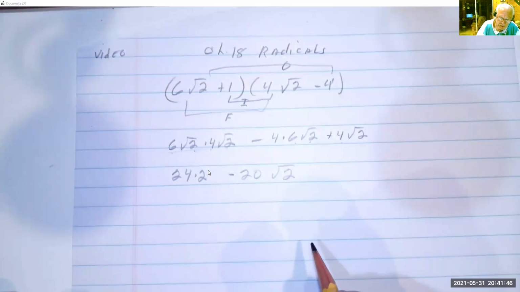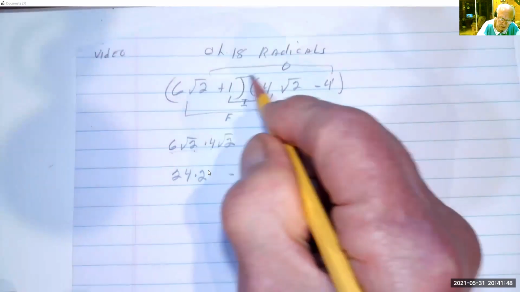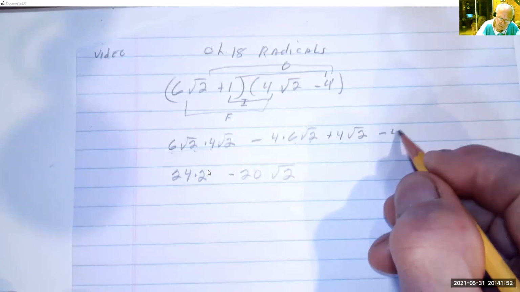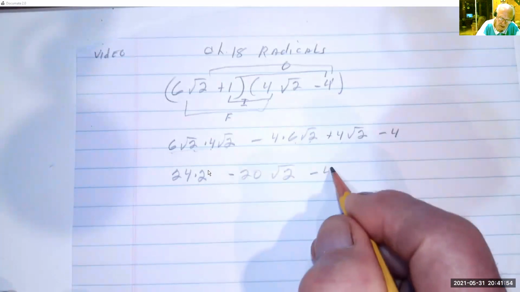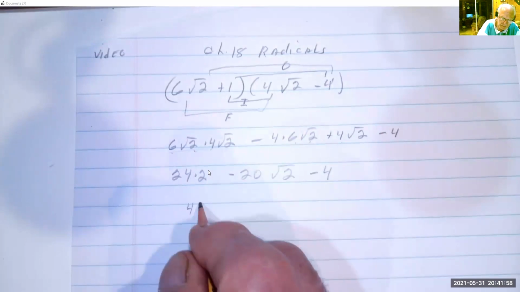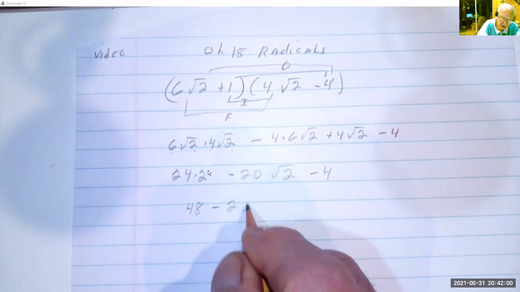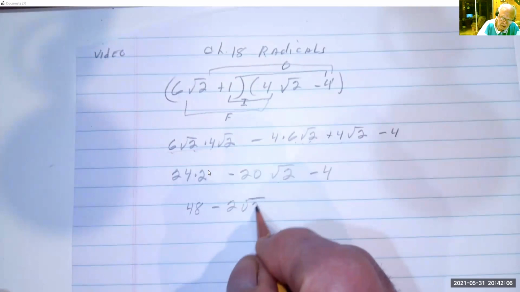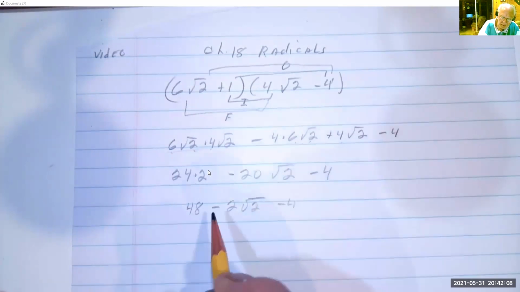And finally, in terms of FOIL, we have to multiply the last terms together. So it's going to be 1 times negative 4, or negative 4. I'm going to bring that down. So 24 times 2 is 48. Minus 20 radical 2. Whoops. Minus 4.